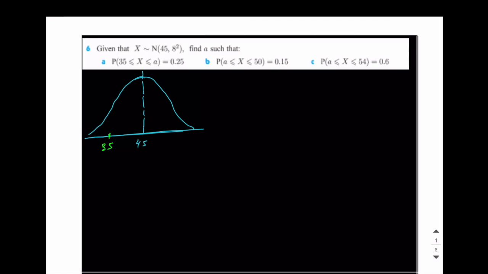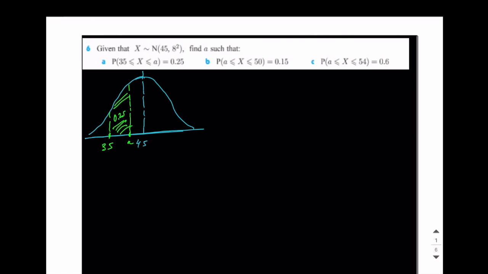If you're going to put it here or here, it's clear that you're going to put it here, and the reason is because this area has to be 0.25. So this is A. We already know that here I have 0.25.